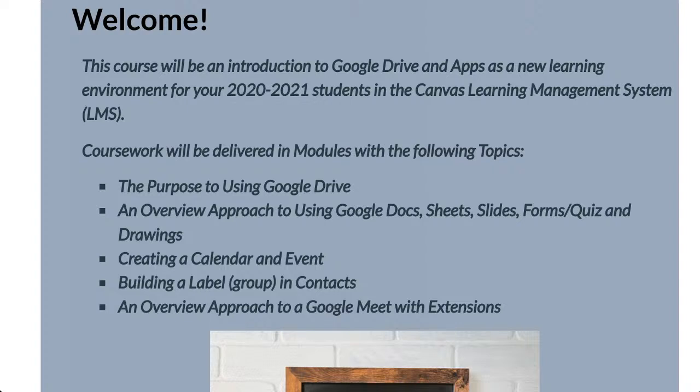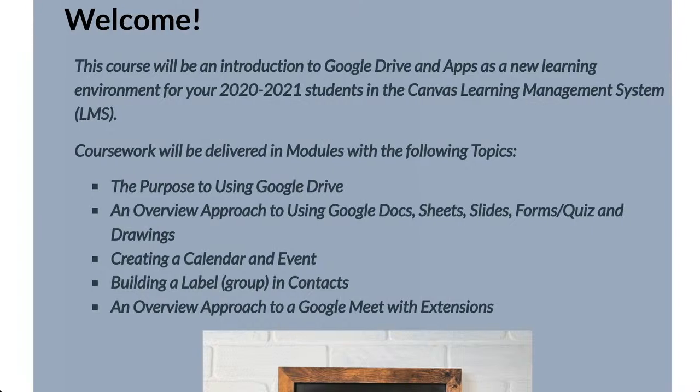When you log into your Rapid Identity using your 10-digit UID number, you're going to click on the red Canvas icon. Inside of that Canvas icon, you will have a list of courses, and you should have accepted an invite from Google Drive and Apps. Once inside of the course, you're going to come to your welcome homepage. Inside of that page, it will list the coursework that you are supposed to complete with the topics.